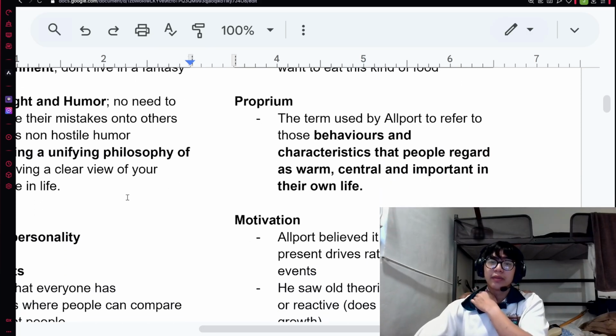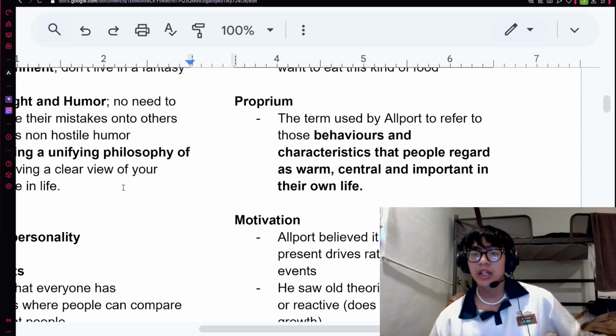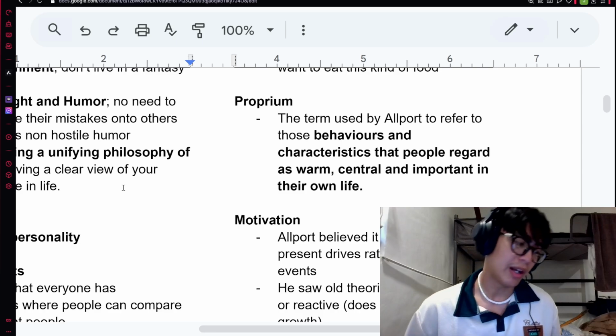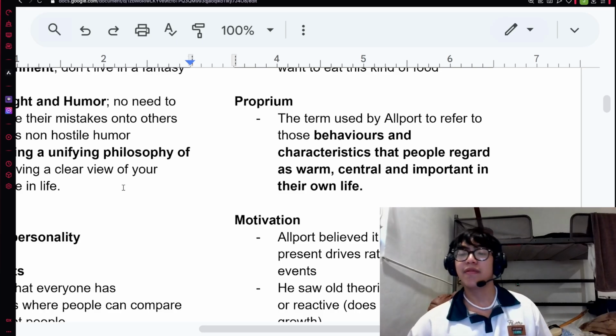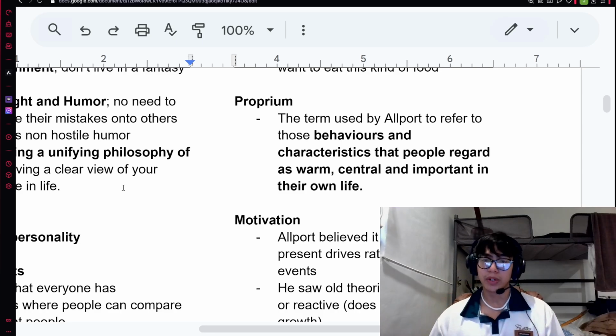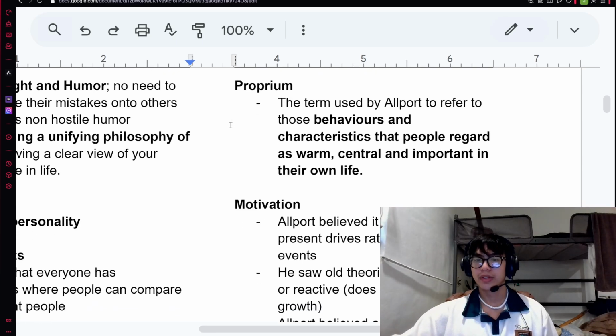Yeah, the term used by Allport to refer to those behaviors and characteristics that people regard as warm, central, and important in their life. So, any traits, characteristics, and behaviors that you feel are important to your life and that you would like to keep and maintain, these are your proprium, right? And we'll talk about that a bit more. The definition that I said earlier is later on in the lesson.